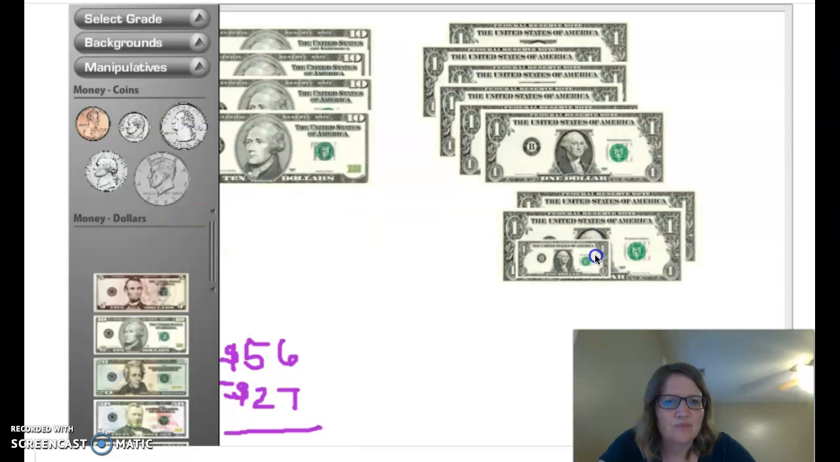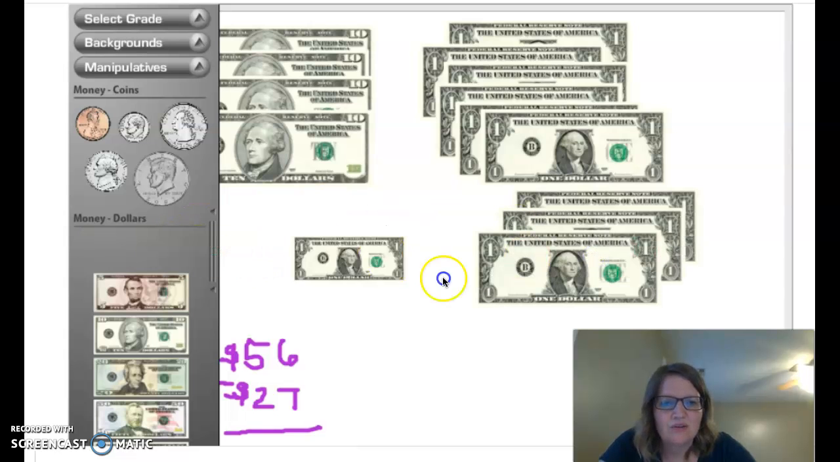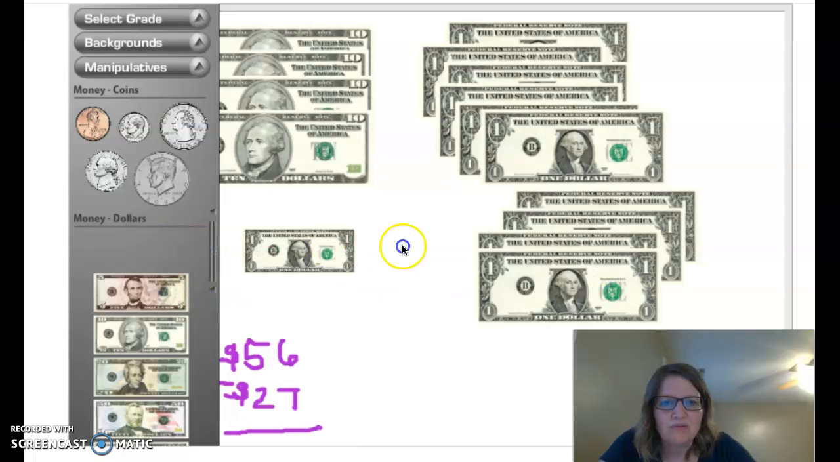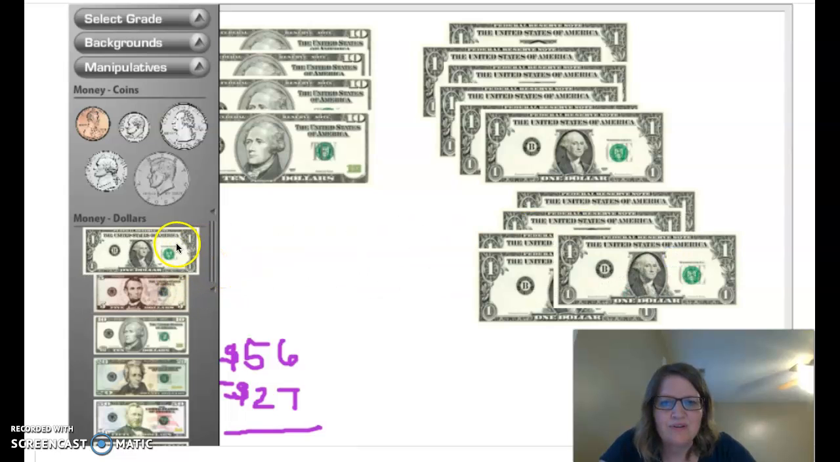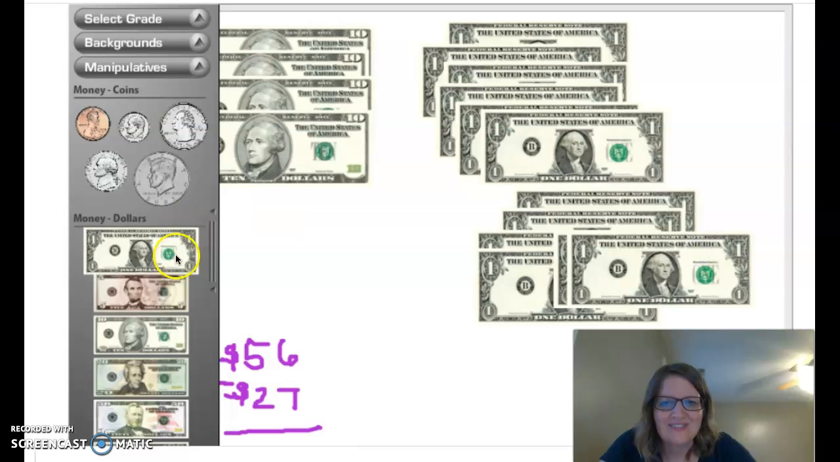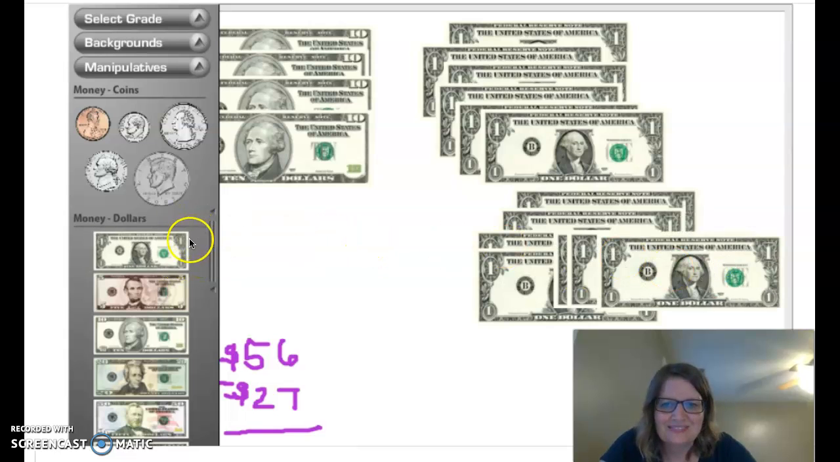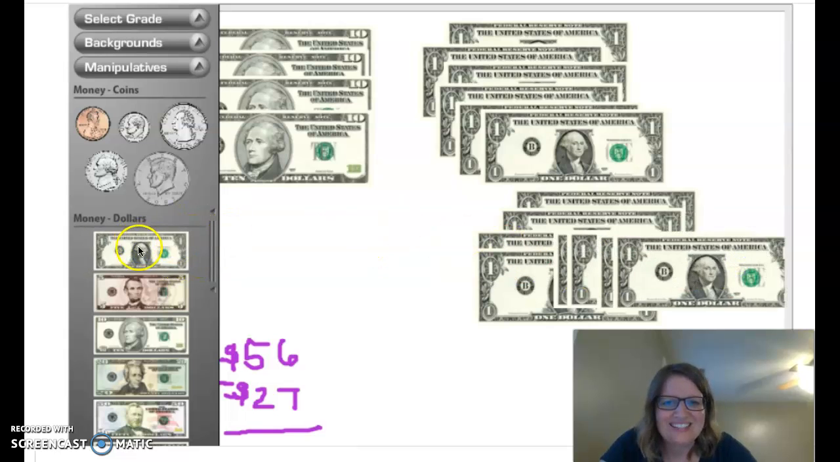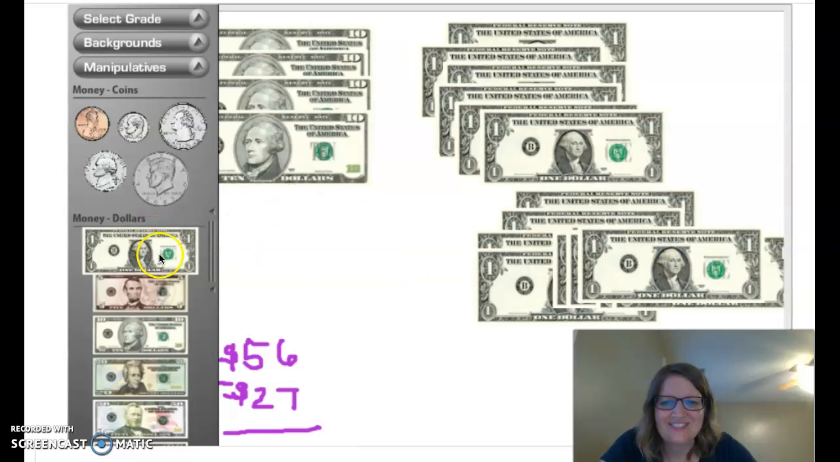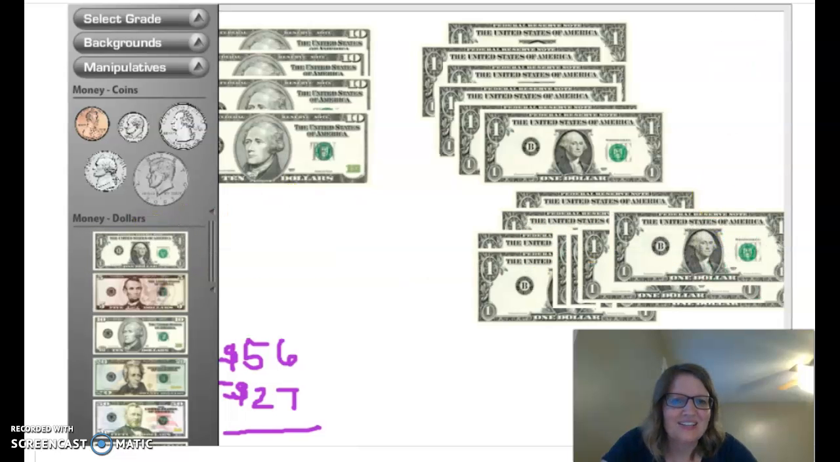We call this regrouping. 2, 3, 4, 5, 6, 7, 8, 9, 10. And suddenly we find ourselves with $16.